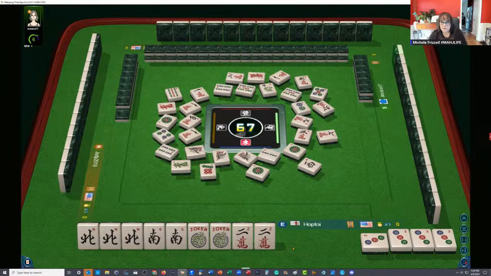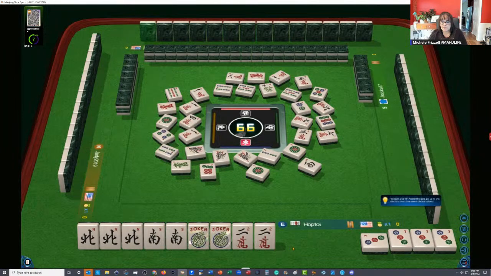It's not a guarantee, though. We still have to wait for our tile. 9 dots. And somebody is playing winds besides us. Let's see. Oh, no. Someone lost connection. That's too bad. And it is the player whose turn it is. Oh, goodness.